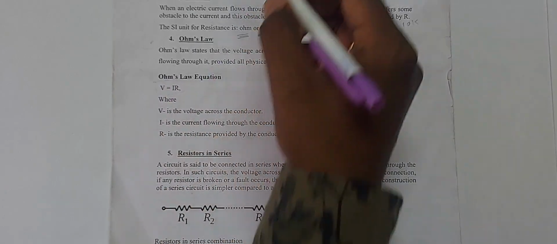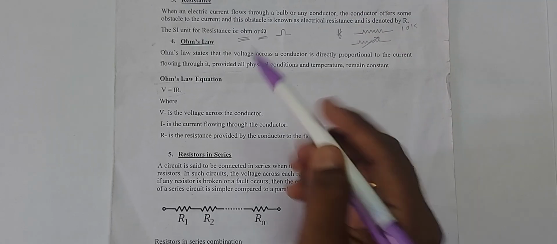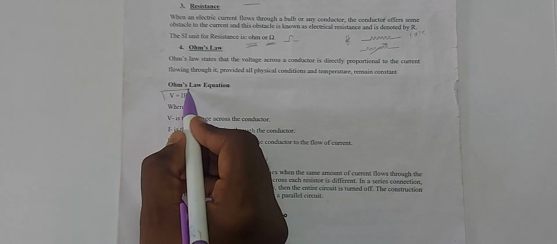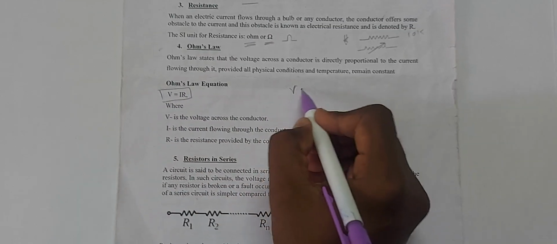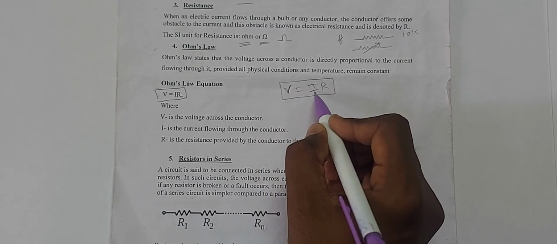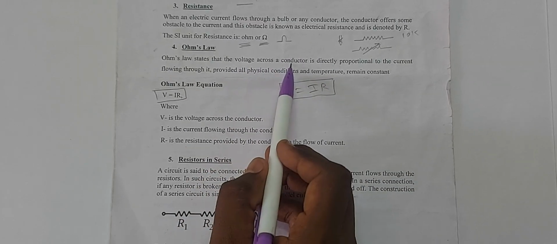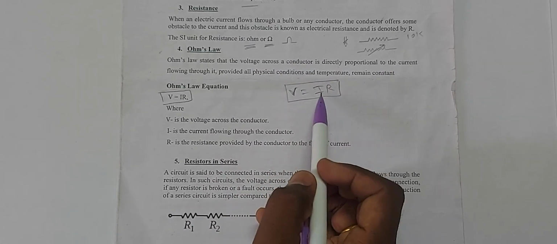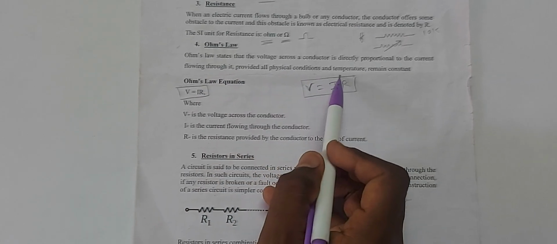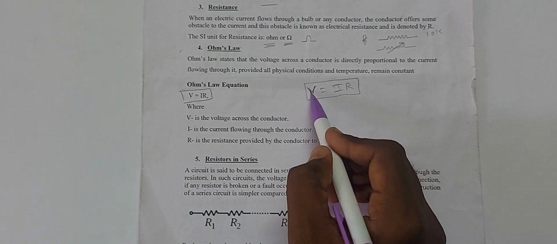Next, we have already explained about the voltage, current, resistance. So now we are going to deal with Ohm's law. Ohm's law is nothing but V equal to I into R. So V equal to IR. V is voltage, I is current, R is resistance. Ohm's law states that the voltage across the conductor is directly proportional to the current passing through it, provided all the physical conditions and the temperature remain constant. The resistance cannot be varied. So V equal to I into R.